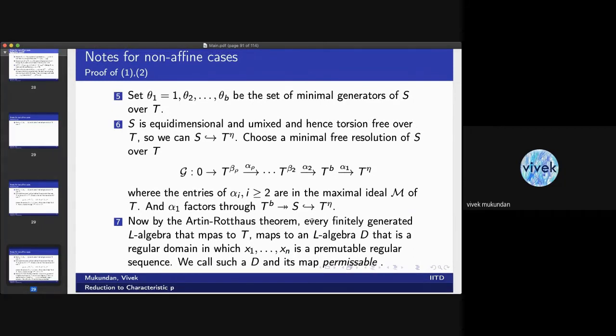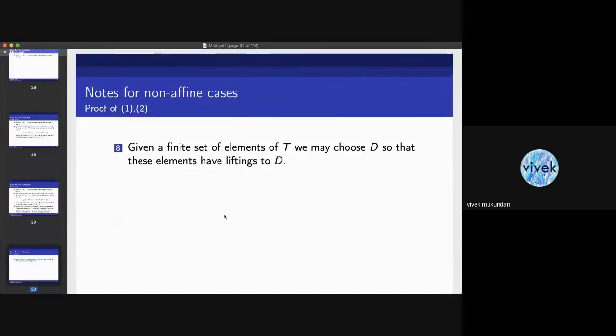From here on out, we are going to keep extending our ring D so that finitely many data points, like the entries of the matrices or the composition of maps or the homology being non-zero, all of them happen to hold true, have liftings over D. Okay? And all that can be done by the Artin-Rotthaus theorem. Suppose that it so happens that alpha 1 has a lifting, but alpha 2 doesn't have a lifting. Then you find another permissible algebra D prime so that alpha 2 also has a lifting. So keep doing that so that all of these alpha i's have liftings to D.